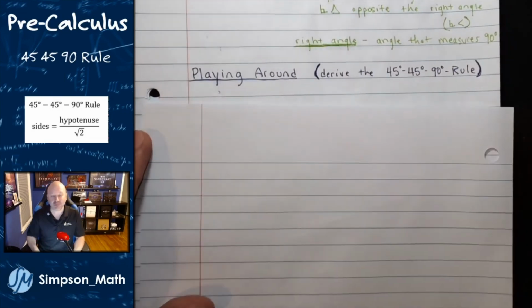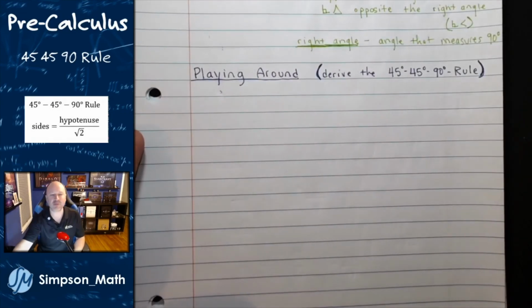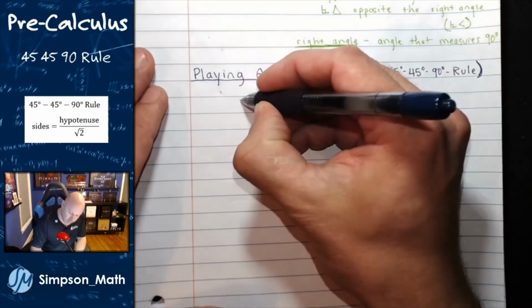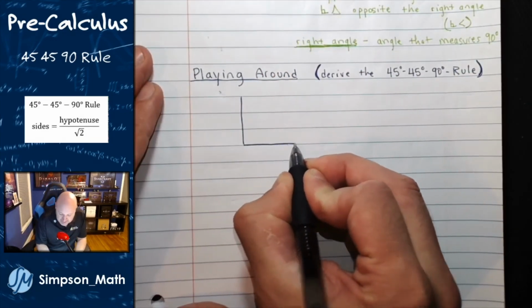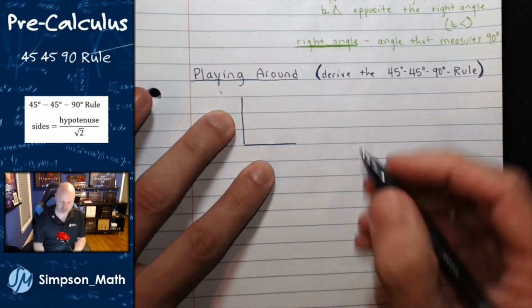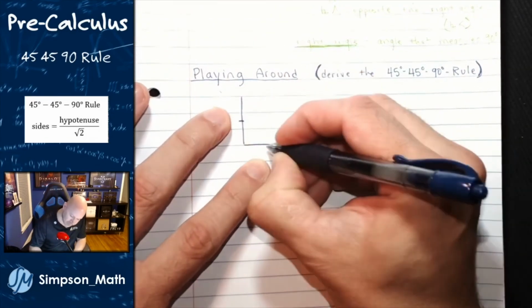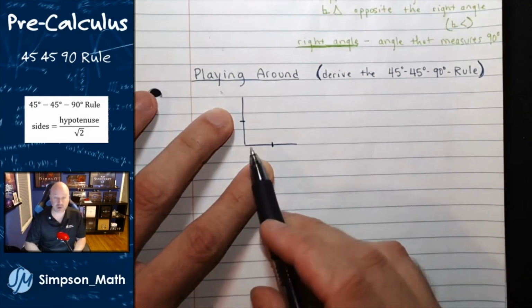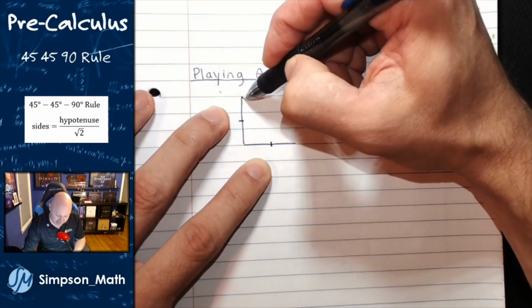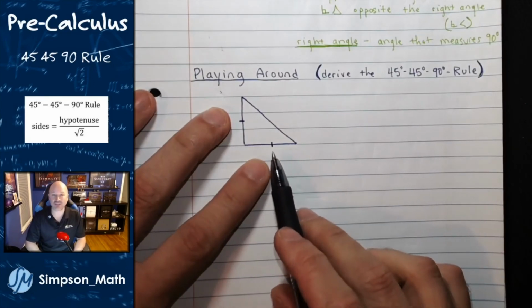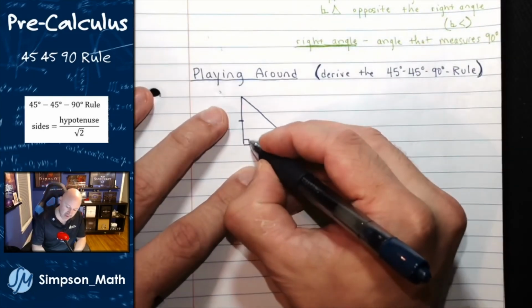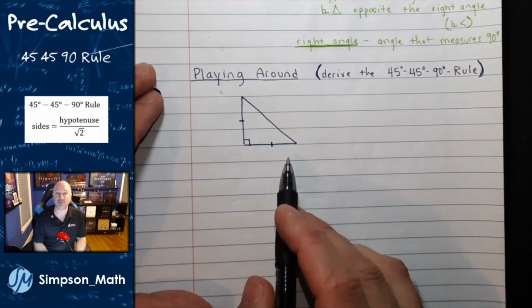So I'm just going to play around with maybe a special right triangle, one in such a way that the two side lengths are equal to each other. You may be familiar with this notation where if you put a dash on one side length and then the same dash on the other side length, that represents that those two side lengths are the same.